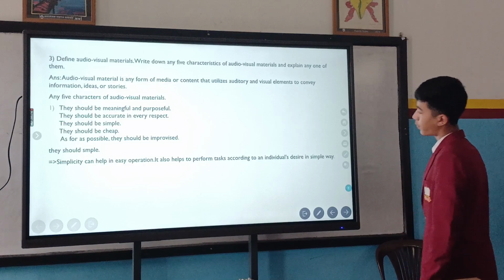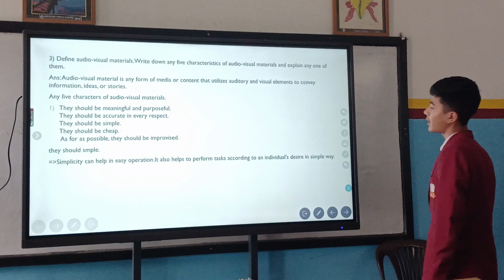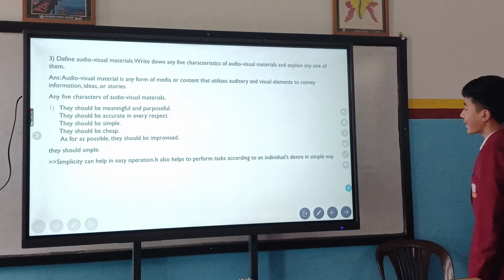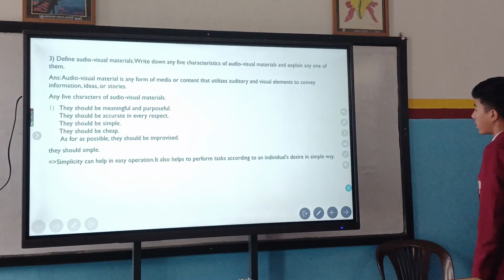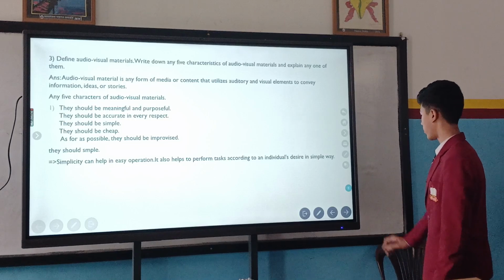Simplicity can help in easy operation. It also helps to perform tasks according to an individual's desire in a simple way.